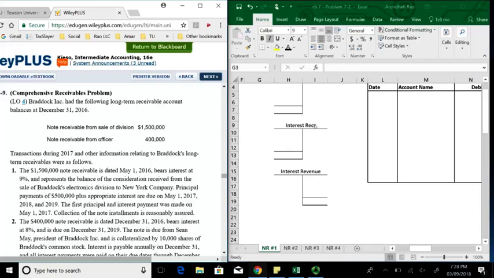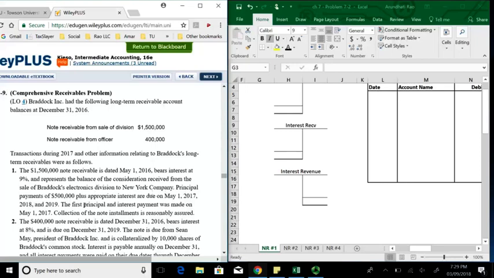So what we will do is we will work on 2016 and 17 information just so that we can see how these numbers come into 2017. That is only if the note was created in 2016 or earlier. So the first one says that the $1.5 million notes receivable is dated May 1st, 2016. It bears an interest of 9% and represents a balance of a consideration received from the sale of Braddock's electronics division to New York Company.